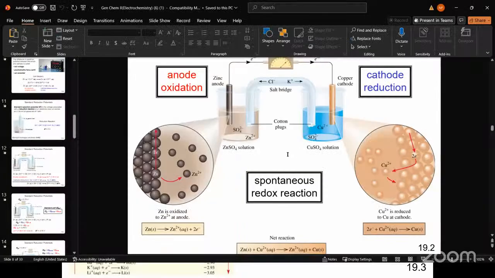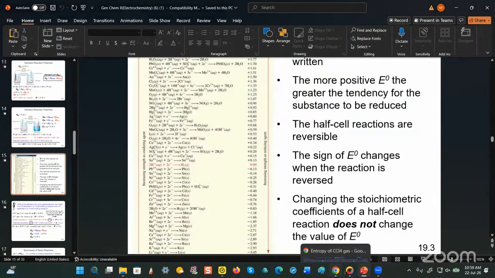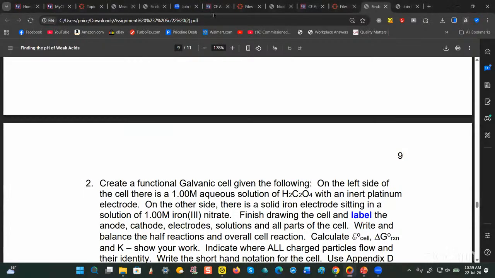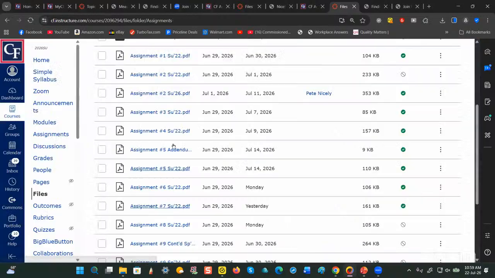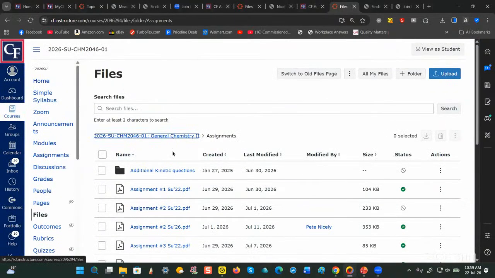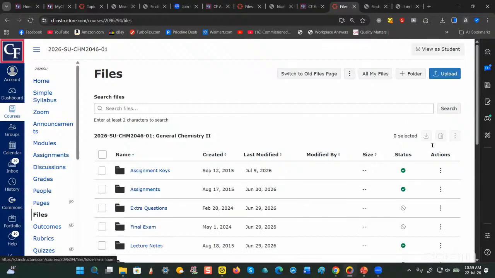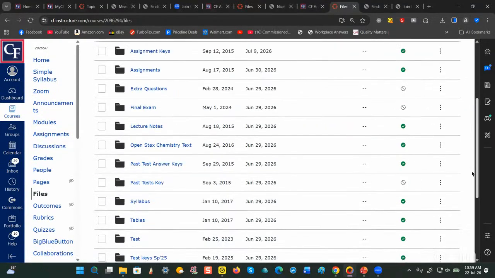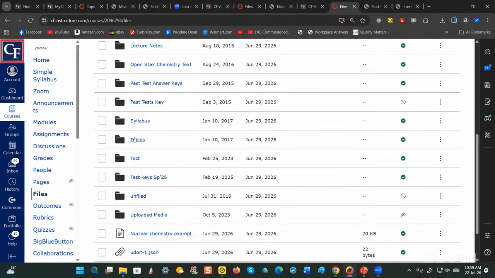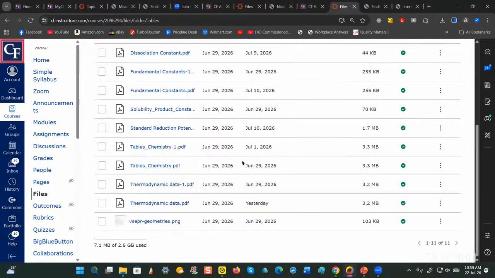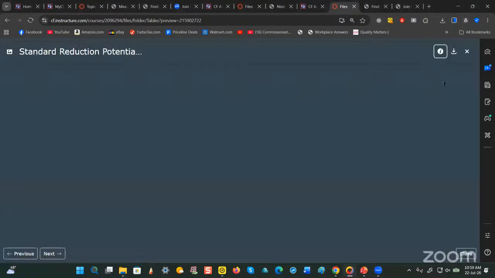Now, I've provided an even more comprehensive list in Canvas. Let me show you where that is. So let me go to Files. Okay, let me go here. Then let me go. Okay, where is it? Tables. And then, okay, so here where it says standard reduction potentials.